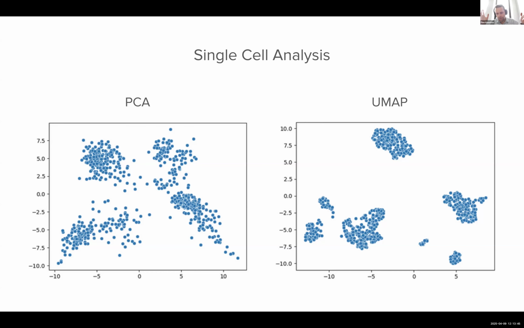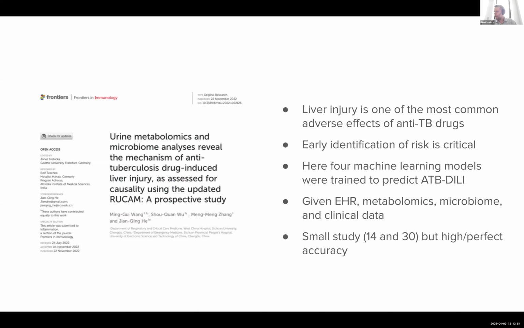Okay, so those are just 2 little flavors of places where machine learning has touched basic science and is potentially improving things. From there, I want to touch on one paper that I was an author on, in this case on urine metabolomics and microbiome analyses, all basically studying drug-induced liver injury from antituberculosis drugs.